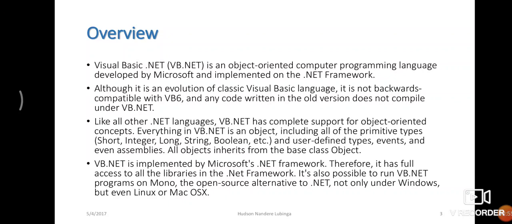Although it is an evolution of the classic Visual Basic language, it is an enhanced version of the Visual Basic language which came earlier in different versions. So VB.NET is the advanced version of VB6 on the .NET framework. So it is not backwards compatible with VB6.